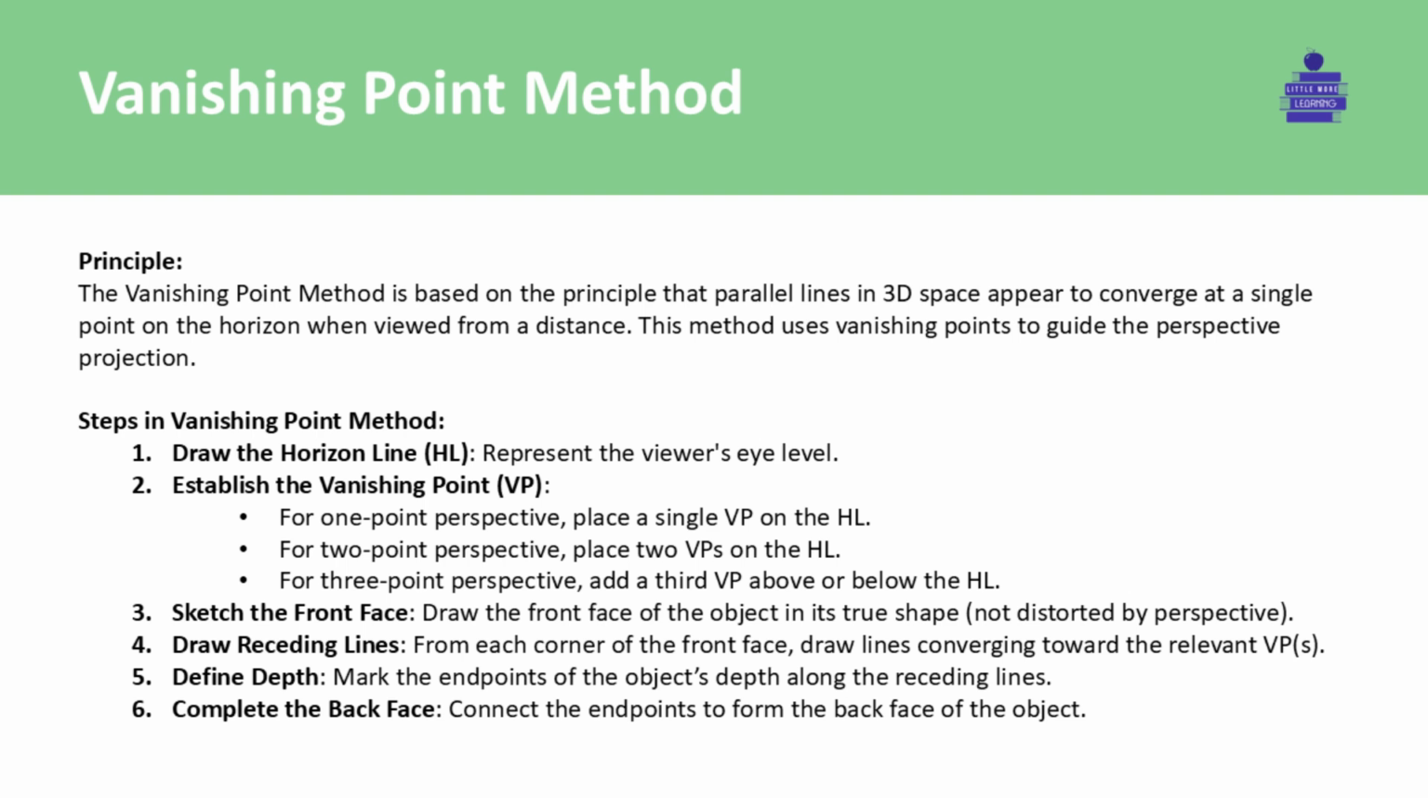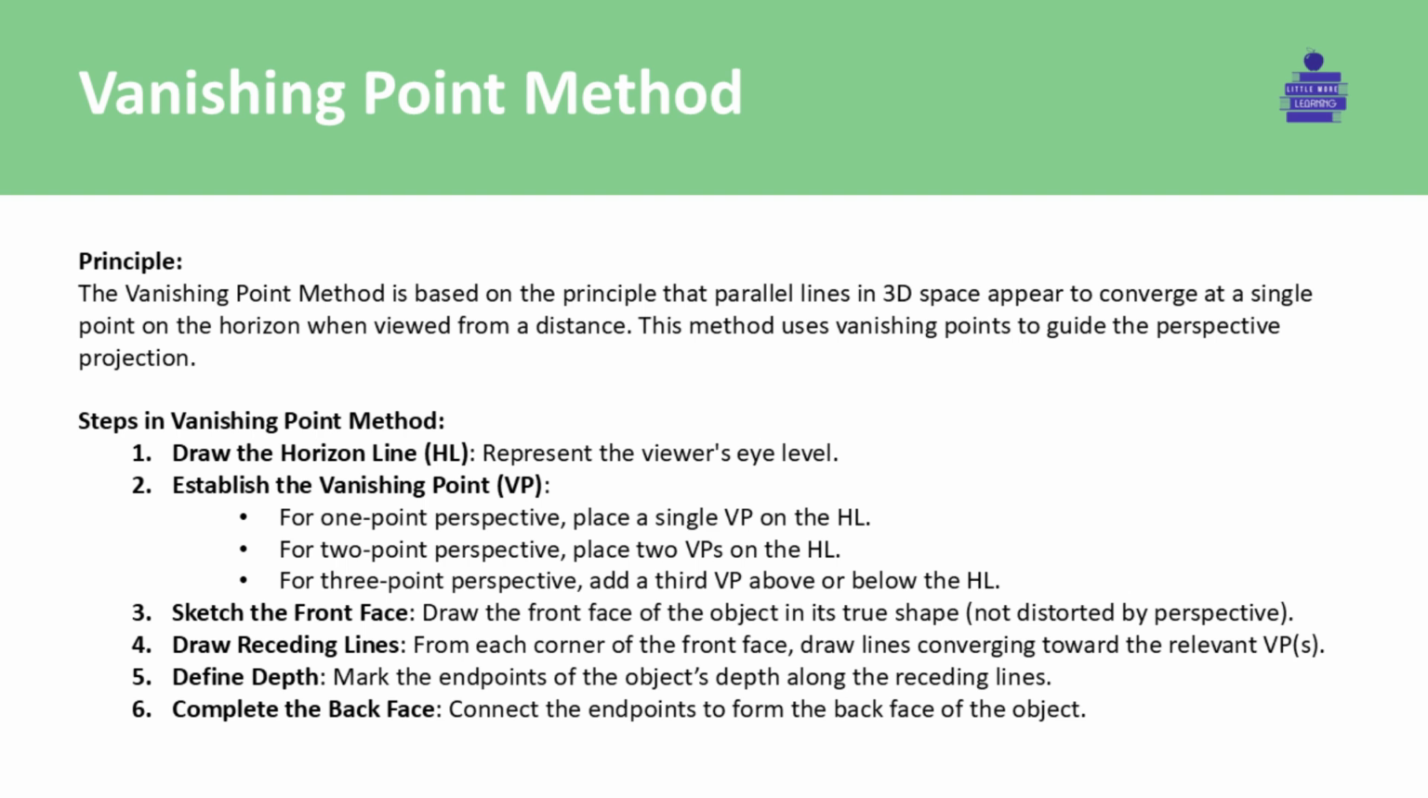This method builds on a fascinating phenomenon you've probably noticed in real life. When you look down a long straight road or hallway, the parallel lines appear to meet at a point in the distance. This is the principle that makes the vanishing point method so intuitive and effective. The process begins with drawing your horizon line, which represents your eye level.